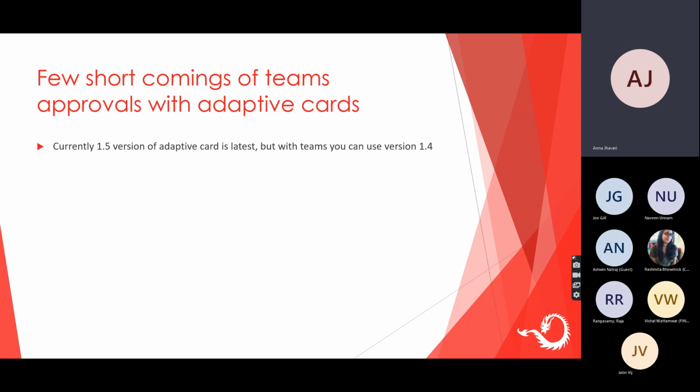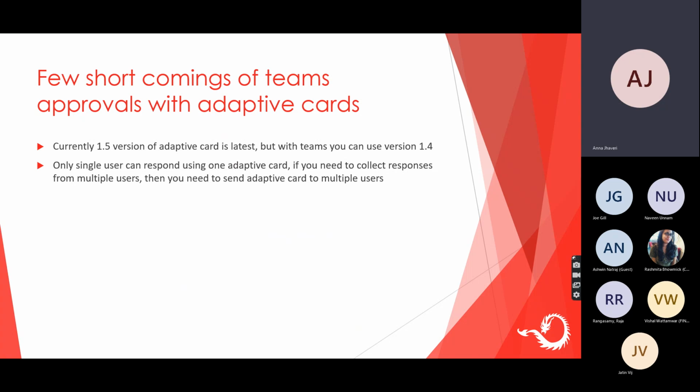So the current latest version of adaptive card is 1.5, but in Teams, you can still use only the 1.4 version. If you're using custom adaptive cards, only one person can respond to that adaptive card. So that's kind of a limitation, as I previously mentioned. Adaptive cards are not searchable within Teams. So if you're searching for some specific old approval, you won't be able to find it using the search feature in Teams.